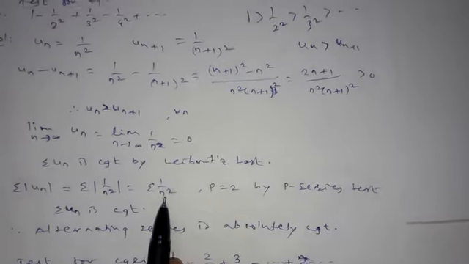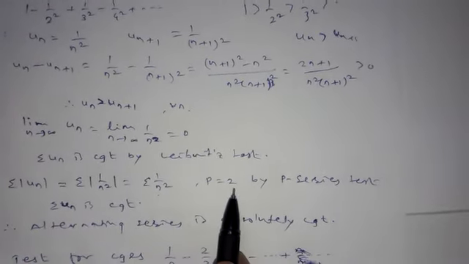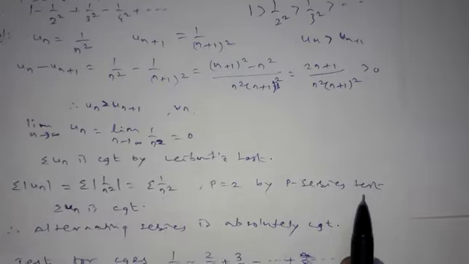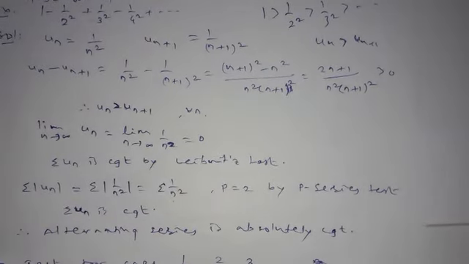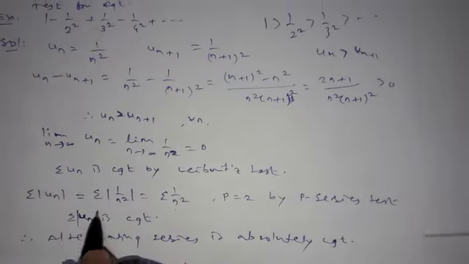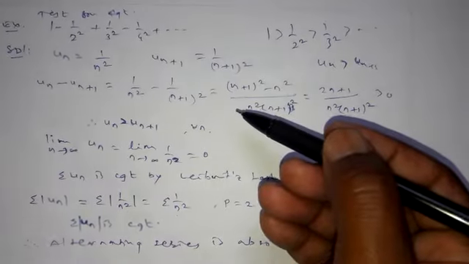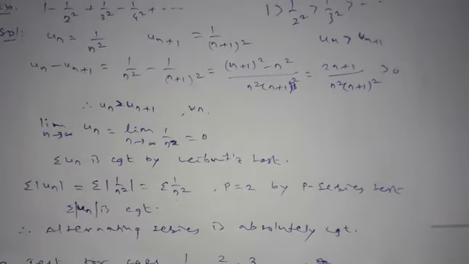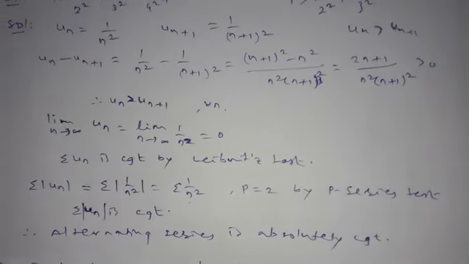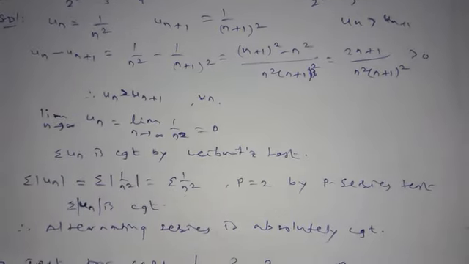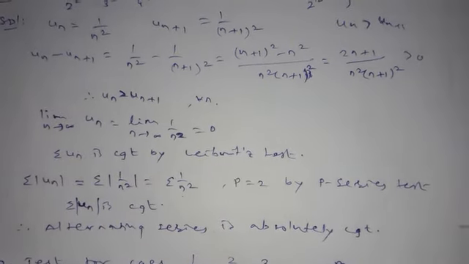Taking series both sides clearly, and the value of p, n raised to p, the value of p is 2. Therefore, by p series test, series mod un is convergent. Right? See here, the first series is convergent, no problem, and series mod un is convergent. Therefore, the given series is absolutely convergent. Whatever series we obtained is absolutely convergent.